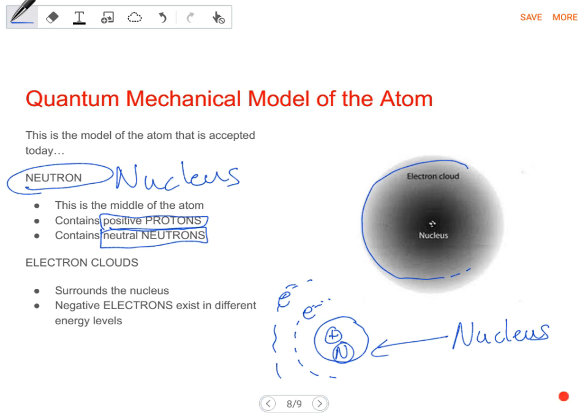This concludes the end of lesson 1. I will assign some review or questions to answer, but the purpose of this lesson basically was to let you understand how the model of the atom changed over time.